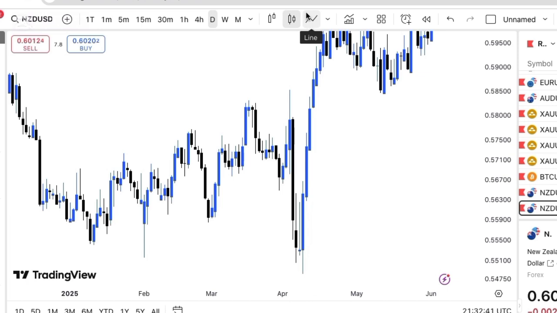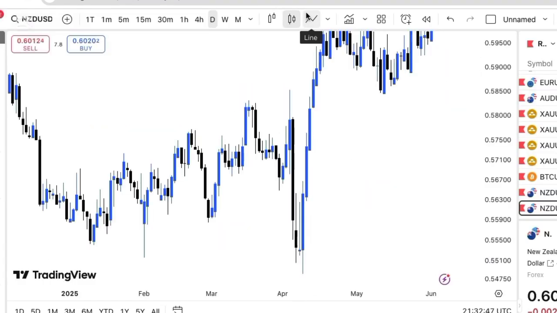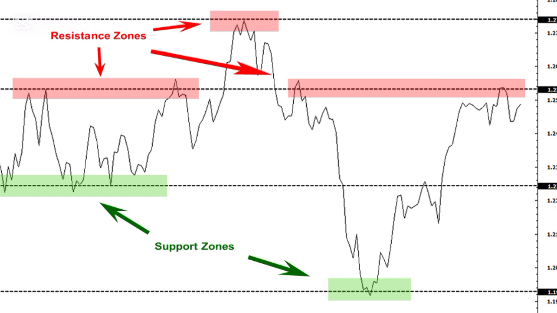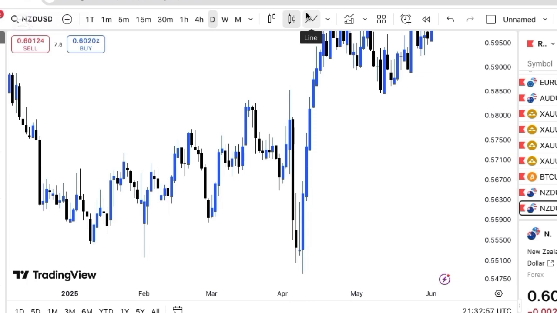So support and resistance levels are zones where price reacts. So you may ask, what are support and resistance? Support and resistance levels are zones where price reacts. They are like psychological walls. So support equals a price floor. At support, buyers step in and take their trade.